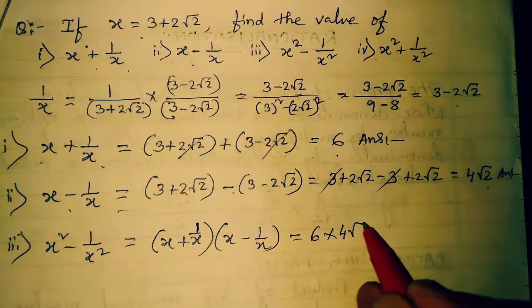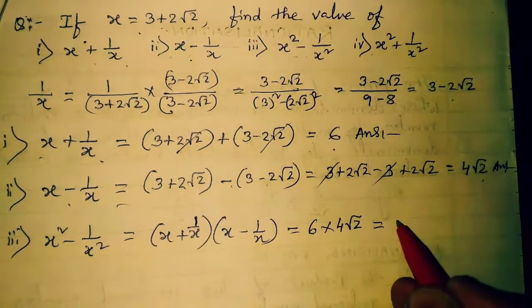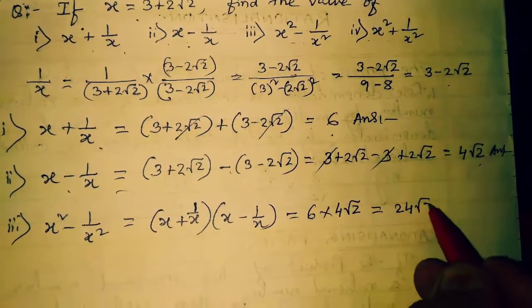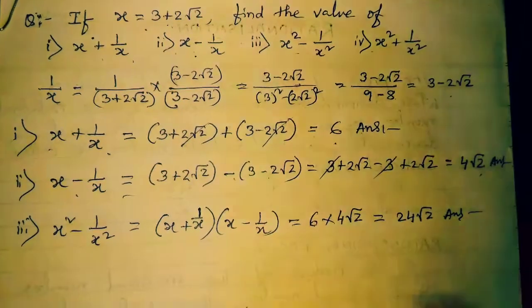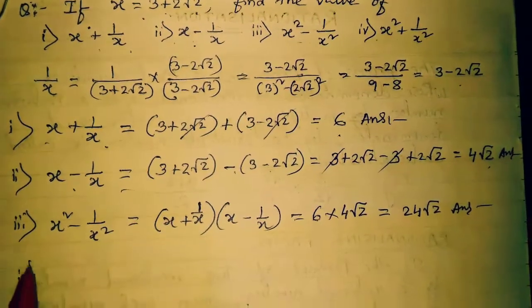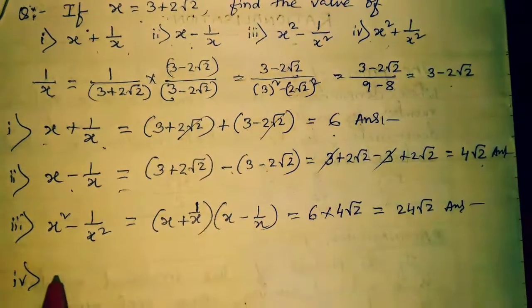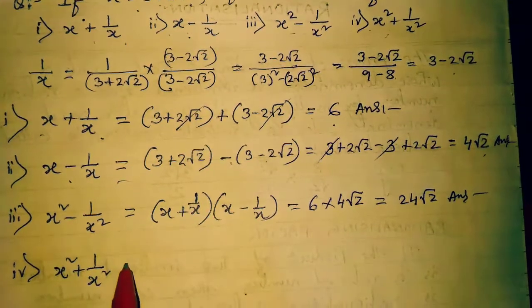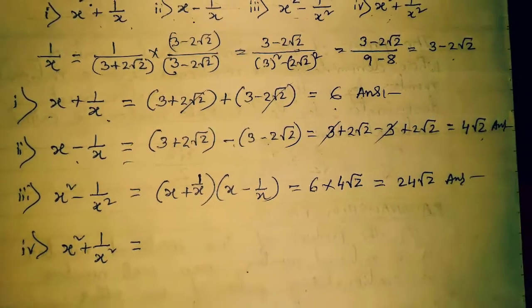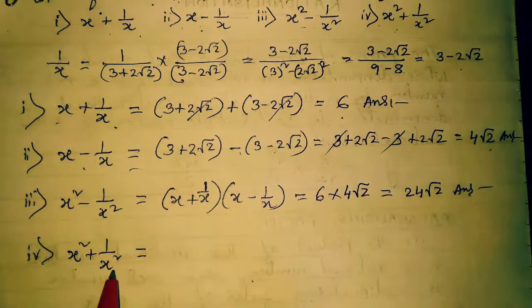So if you multiply, we'll get 6 for the 24 root 2 as the answer over here. Clear, student? Now the fourth one is given: find out x square plus 1 by x square. Now we'll see how you find out the value of x square plus 1 by x square.